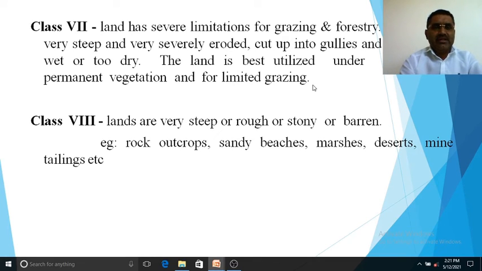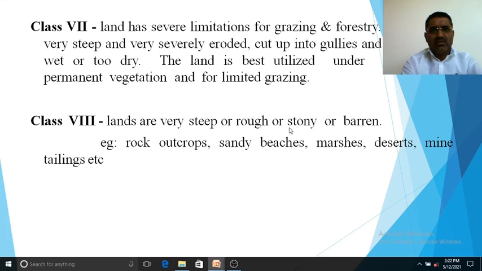As I already stated, as the class number increases, there are more limitations for the practice of agriculture. Class 7 is very much eroded, with many limitations, and it is only suitable for permanent vegetation or permanent forest and limited grazing, because grazing also requires some gentle slope, and the slopes are too steep here. Now the next class is 8.